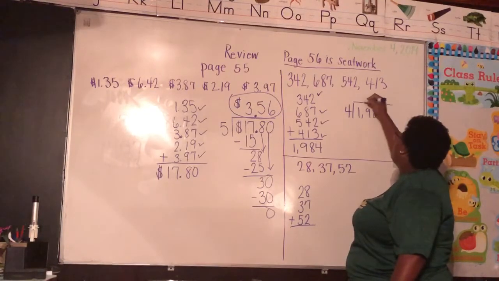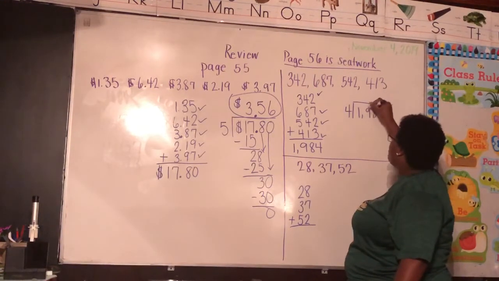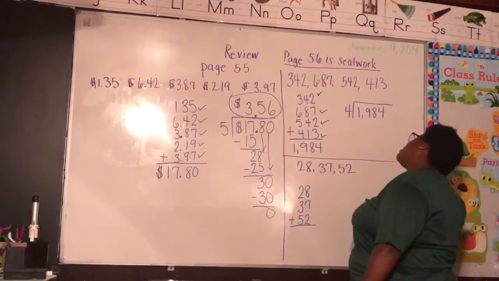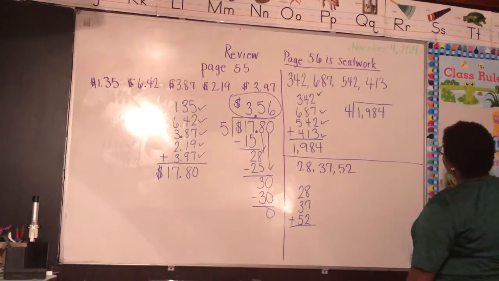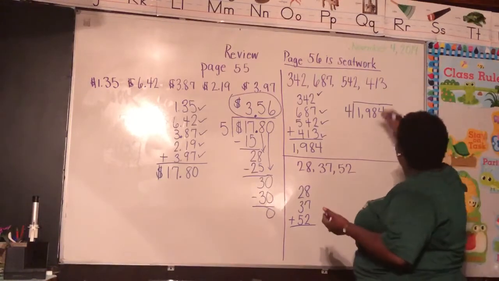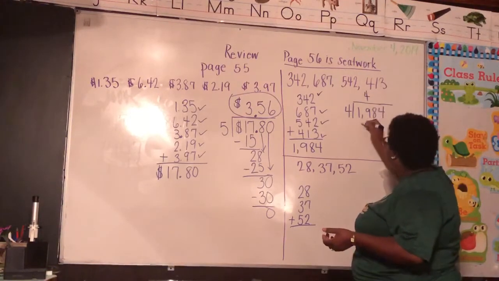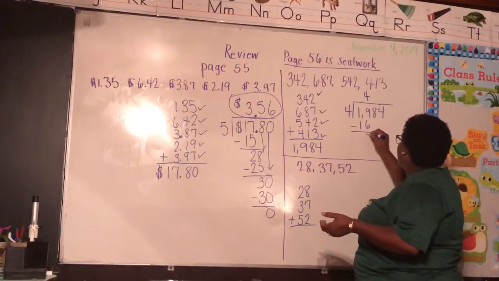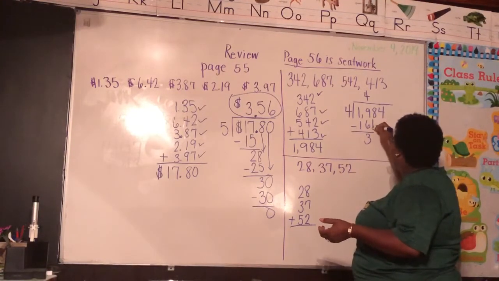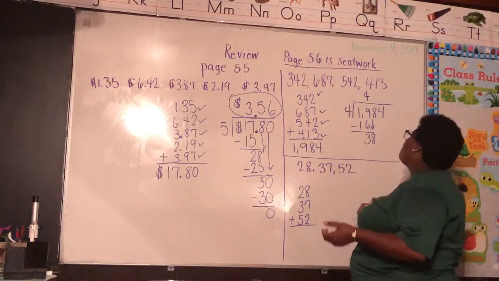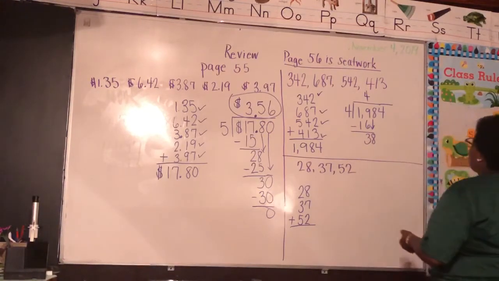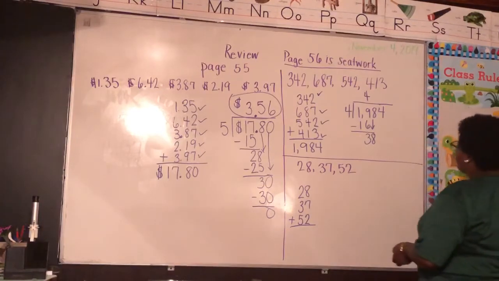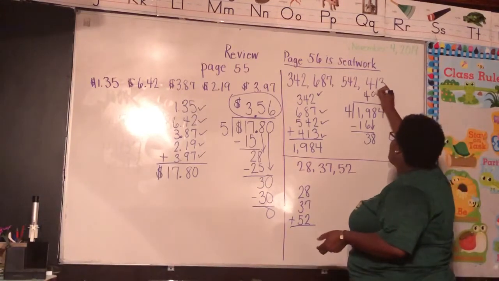Can 4 go into 1? Nope, but it can go into 19. 4 times 5 is 20, so we can't say that. But 4 times 4 is 16. Then I have a number to bring down, which is 8. 4 times 8 is 32. 4 times 9, which would be the closest, would be 36.